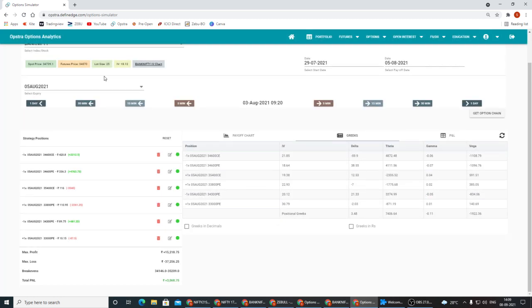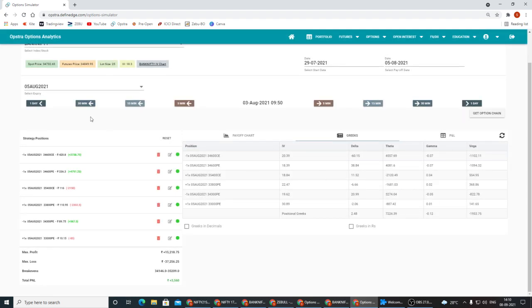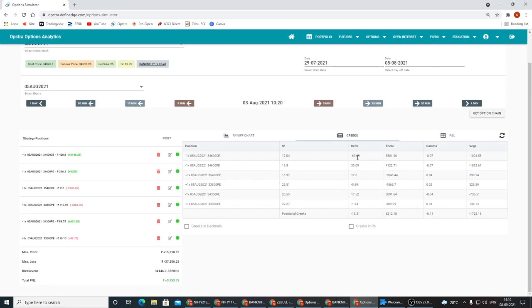Market opened at same place, 3,000 profit. Delta is matching. Okay, we'll move another 30 minutes. Okay, market moving higher. Call delta almost 70. Put delta 33.17, that is 50. Okay, we'll move further.